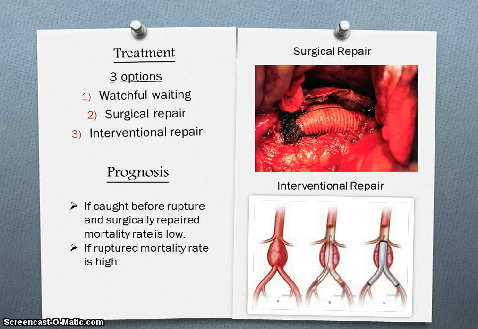For prognosis, if it's caught before it's ruptured and surgically repaired, there's about a 90% full recovery. Now, if it's ruptured, the chance of survival is very low. I did find some statistics that patients that come into the ER with a ruptured AAA have about a 50% survival rate. Now, for those who do get past the ER and into surgery, the rate of survival drops by 1% per minute.